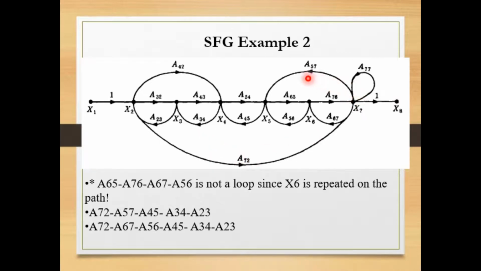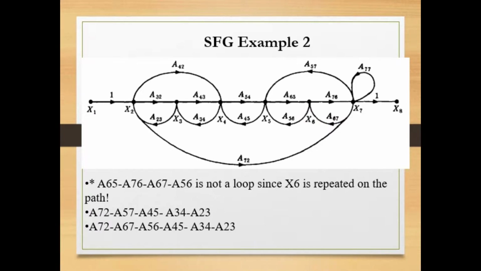A57, A45, A34, A23. The loop can have any number of branches, but we need to take care that a node is considered only once, and it should not get crossed. So a loop shouldn't have nodes entered more than once. If you consider here A65, A76, A67 into A56, this is not a loop because node x6 appears twice, so we cannot consider it.